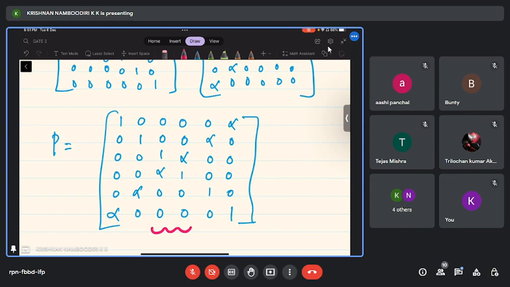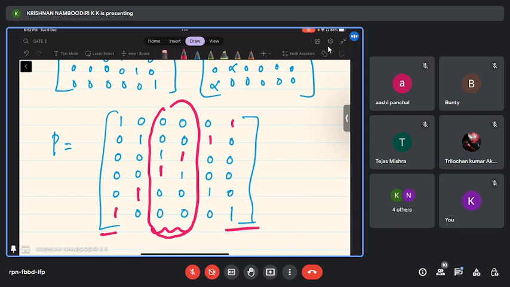I can't hear anything. For alpha equal to 1. Exactly. When alpha equal to 1, you can see that this is equal to 1 and this is equal to 1. What does that mean? The third and fourth columns are same, right? Similarly, here this will become 1, this will become 1, this will become 1, and this will become 1. Correct? What does that mean? There is a linear dependence. Again, you can see first and sixth column are same, second and fifth column are the same. Correct? So they are linearly dependent.